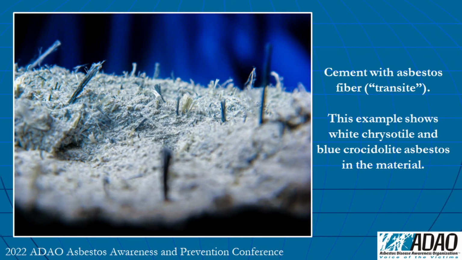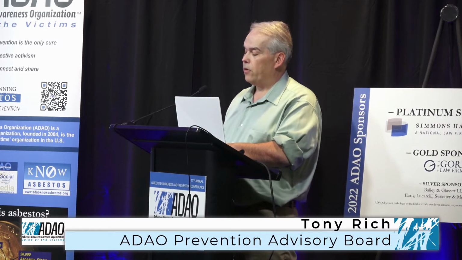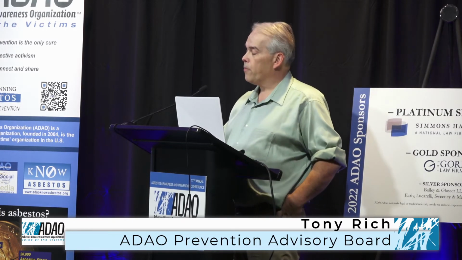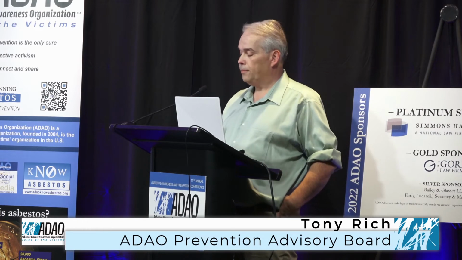Asbestos cement, Tom touched on this as well, is in the US also known as transite. This photo shows a section of pipe that was broken, and you see chrysotile and blue crocidolite just replete throughout the material. It's typically a hard, dense material, but can deteriorate over time or become damaged, requiring properly trained personnel and handling protocol.